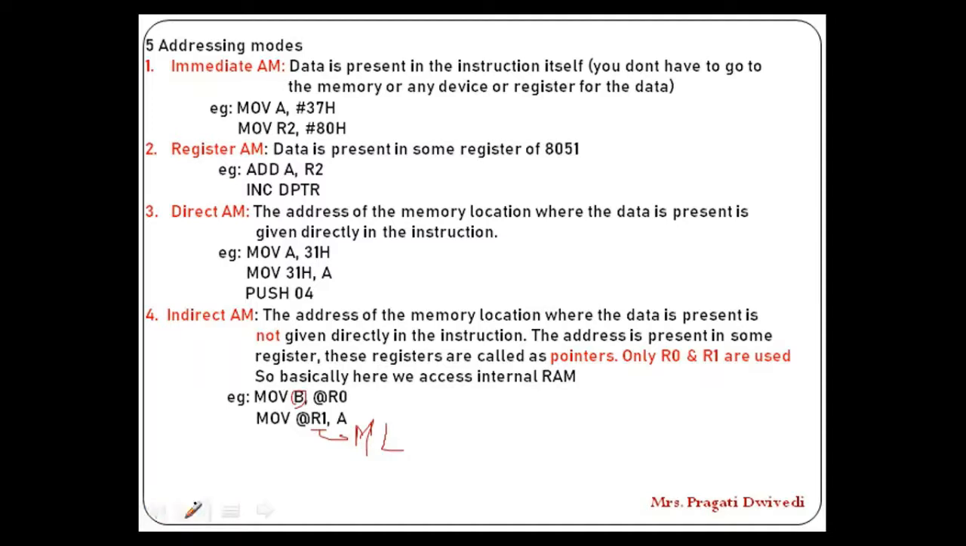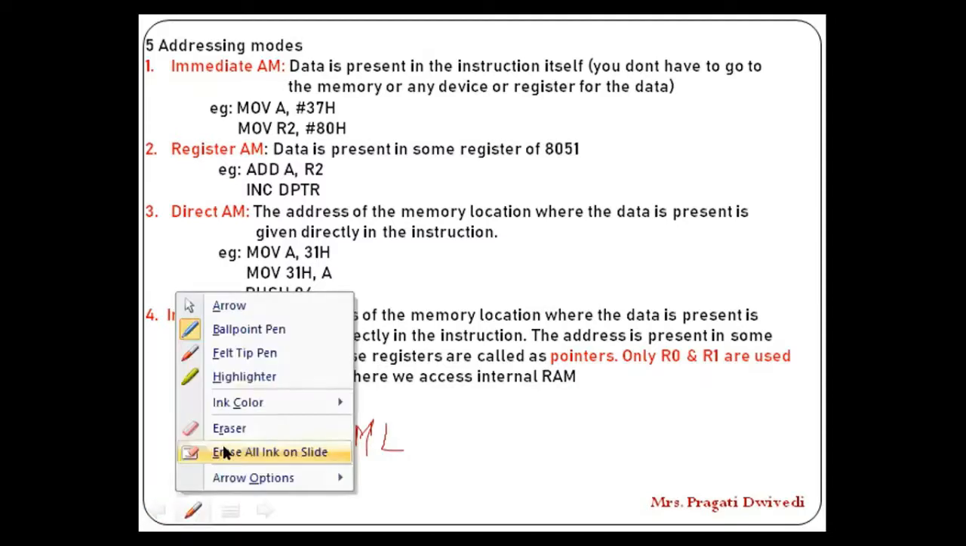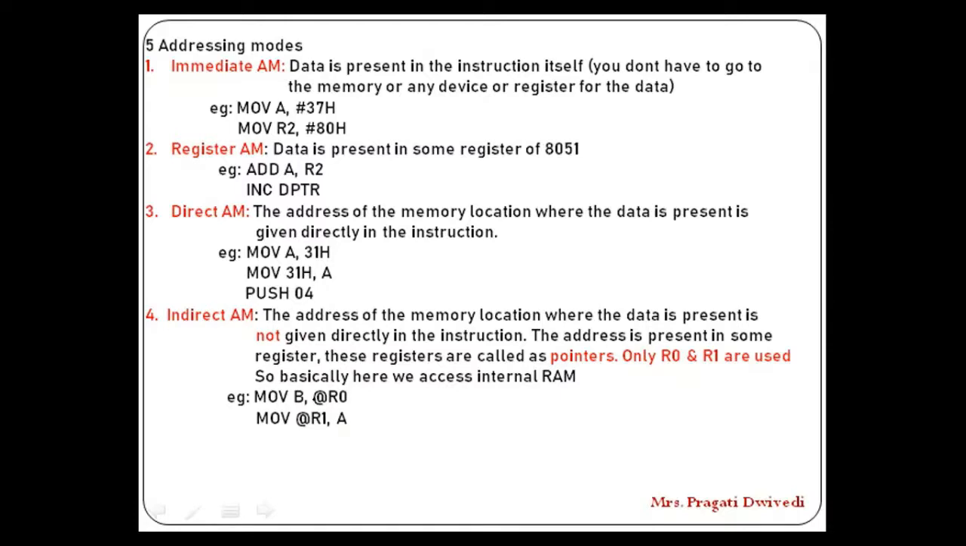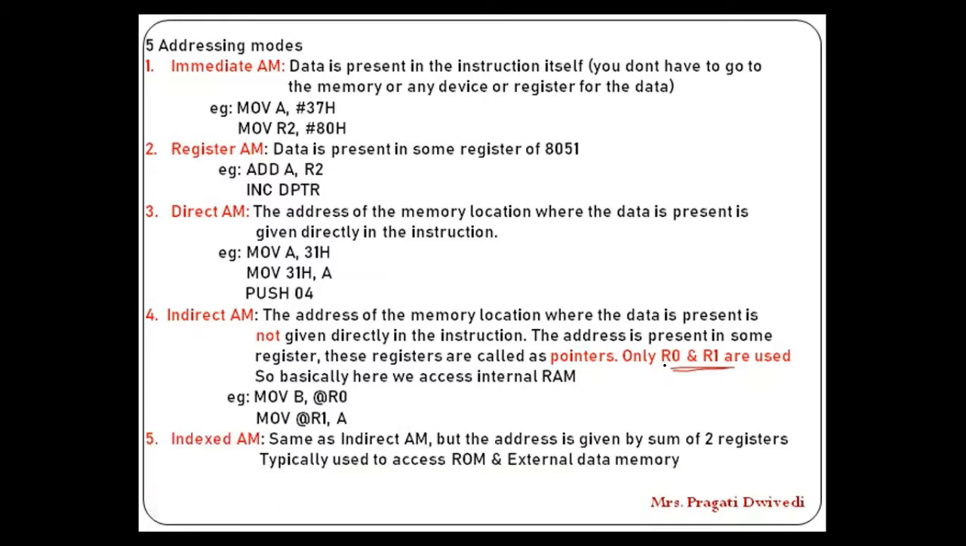So, if you just talk about addressing mode, you have to take care of this at the rate, and you have to remember this point that only R0 and R1 can be used, not R2, R3, R4, R5, R6 and R7. Only R0 and R1. Now let us see the last addressing mode. It is quite similar to indirect addressing mode, but the name is indexed addressing mode.